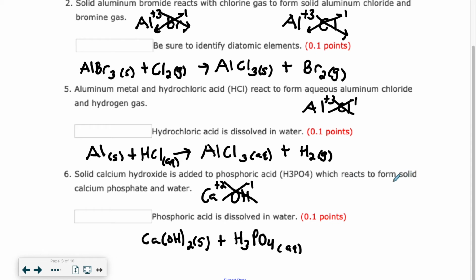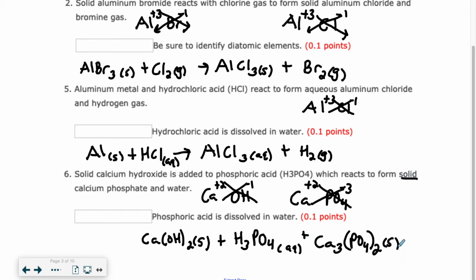This reacts to form solid calcium phosphate. So calcium has a +2. Phosphate is PO4 with a -3 charge. After I crisscross those down, I'm going to have Ca3(PO4)2. It says that's solid, so I'm going to have an S here. And then I also have water, which you know is a liquid at room temperature.